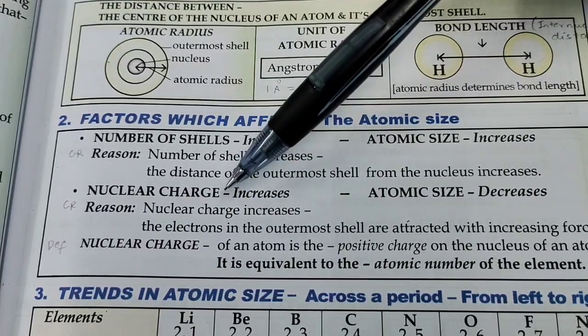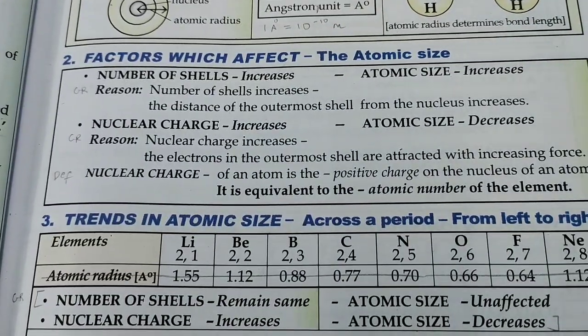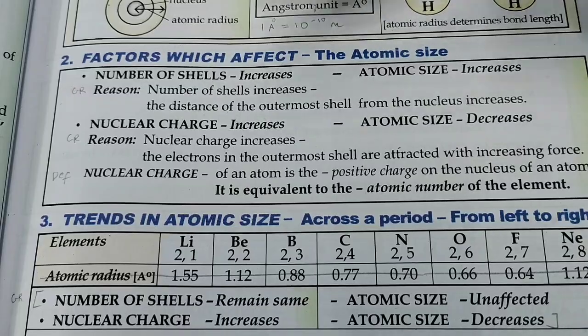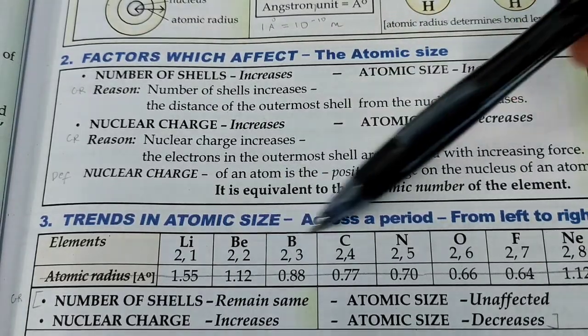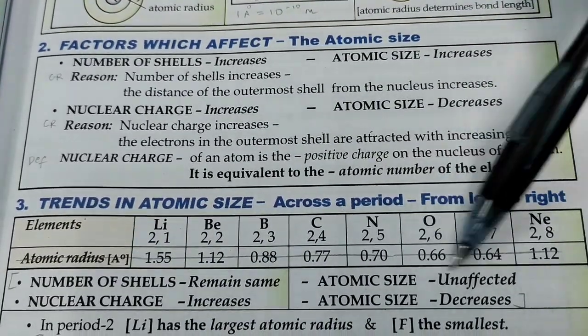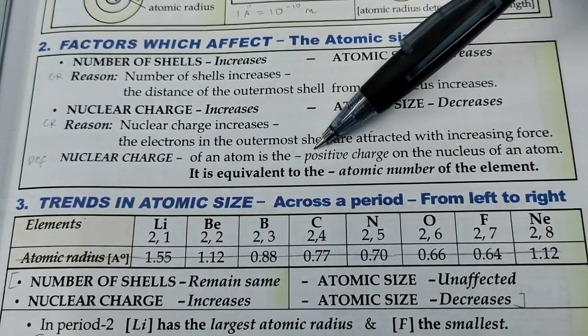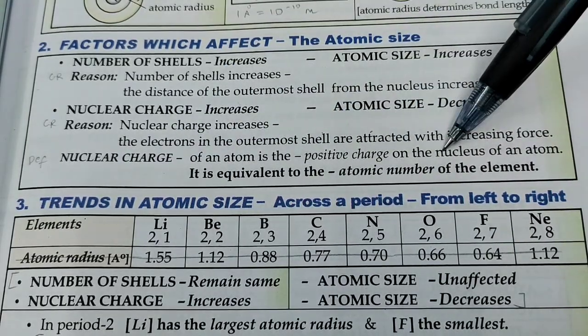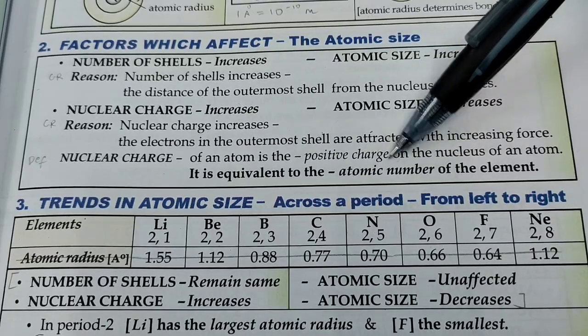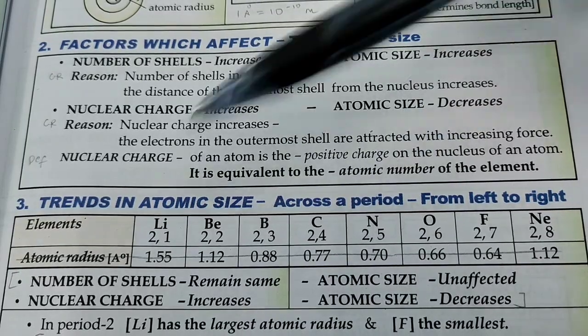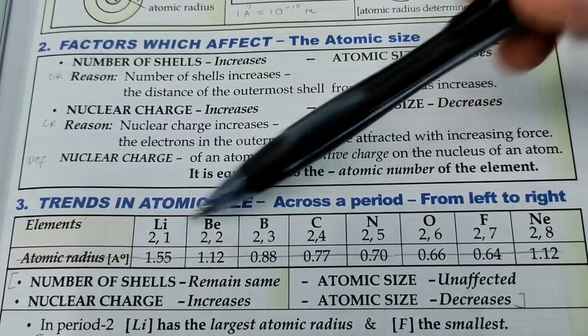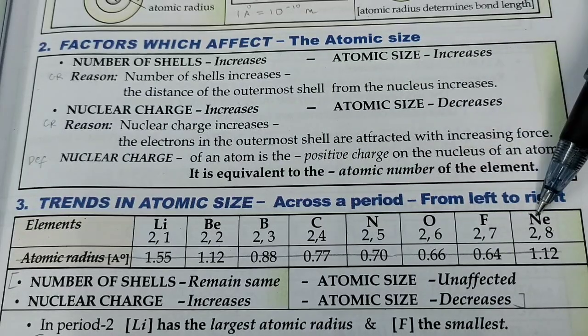If you talk about number of shells across a period from left to right, the number of shells remains the same. For example, period 2 has 2 shells, so that won't affect the atomic size. But the nuclear charge increases. What is nuclear charge? Mark the definition. It is the positive charge on the nucleus, that is the number of protons. So simply speaking, it is the atomic number. Lithium's nuclear charge is 3, then 4, 5, 6, 7, 8, 9, 10.